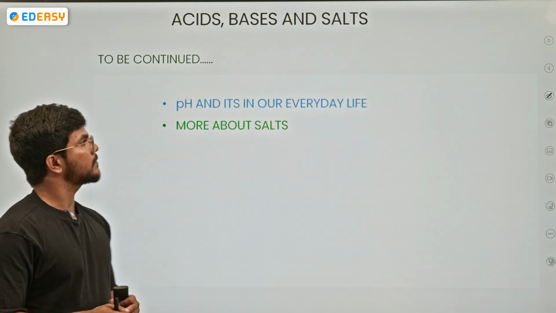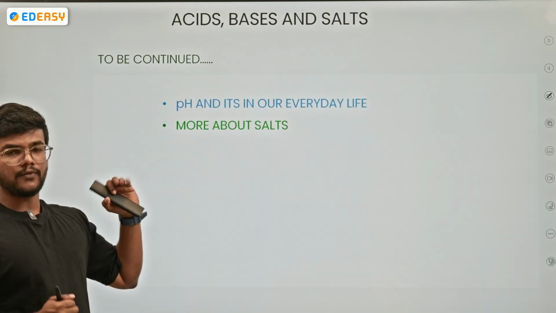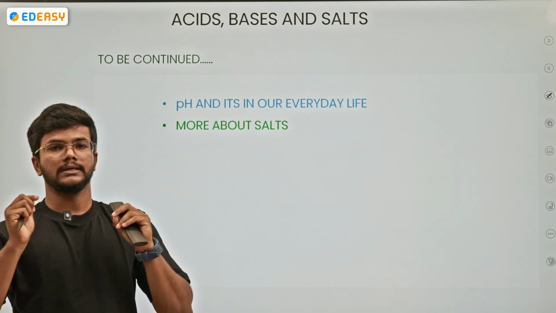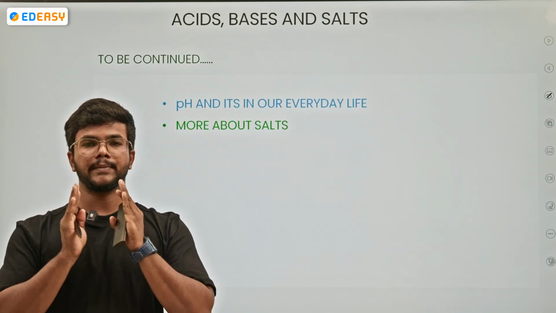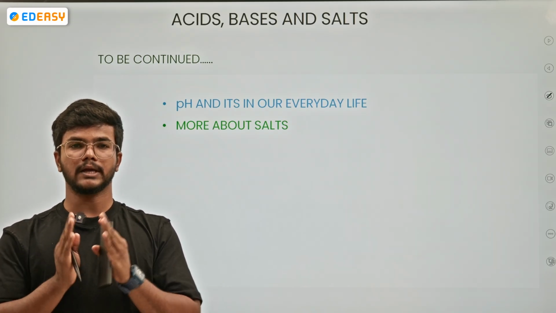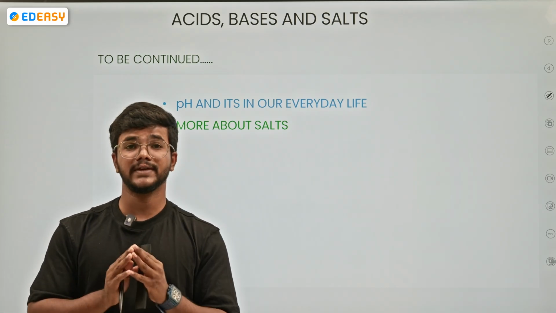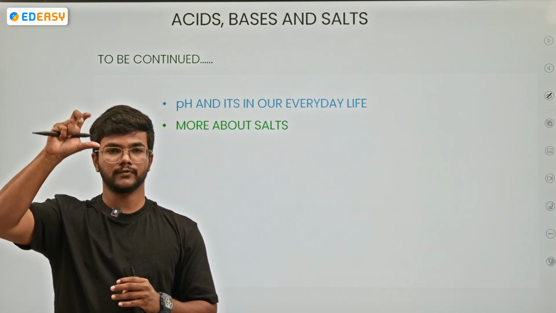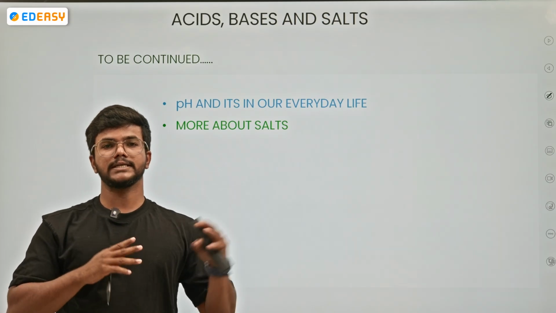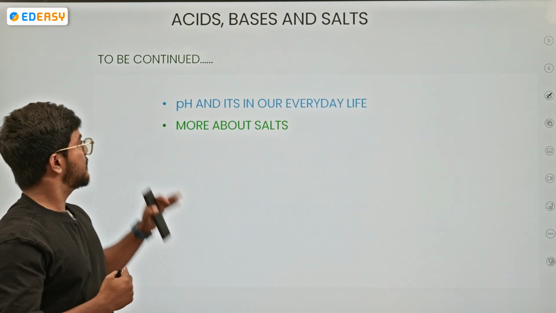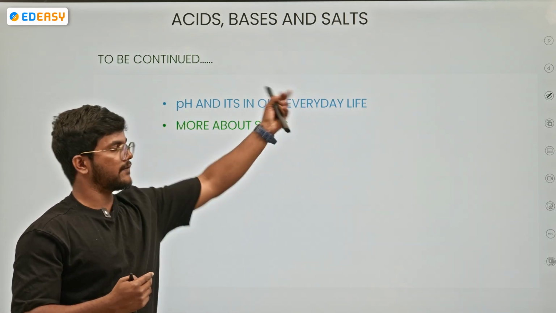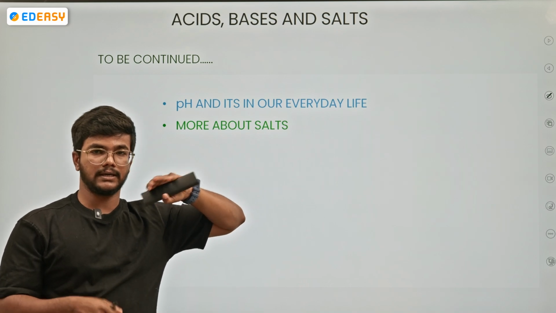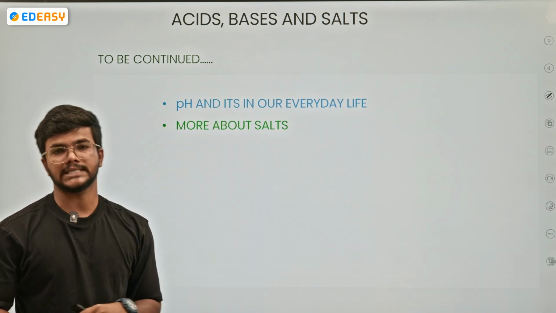Next, to be continued. So what are the topics? Till now we have discussed the chemical properties of acids and bases with the activities and NCERT questions. In the middle of the textbook there are some questions, and we have just discussed those. So pH and its effect in our everyday life, and more about salts, is left.